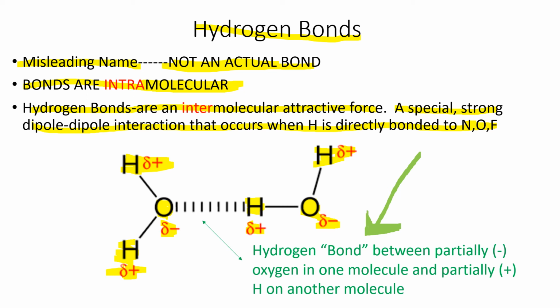Kind of what I'm highlighting in green now, the negative oxygen, the partial negative on one molecule, is attracted to the partial positive on a neighboring molecule, just like we saw before with the dipole-dipole. We're just giving it a new name because it's a special case. It's much, much, much stronger than a normal dipole, so we give it its own category.